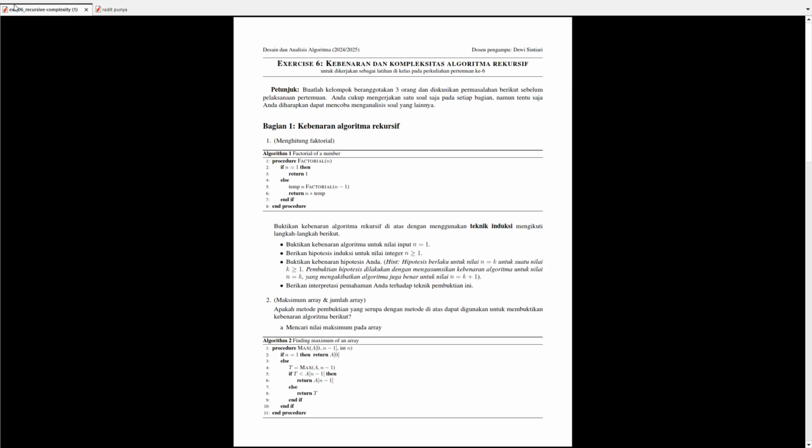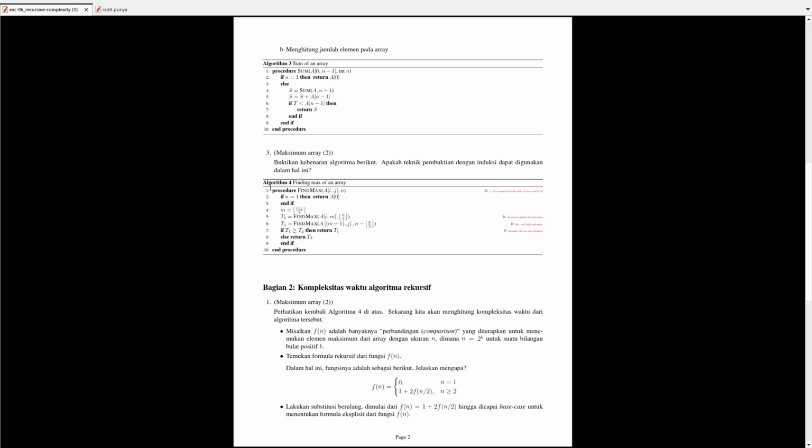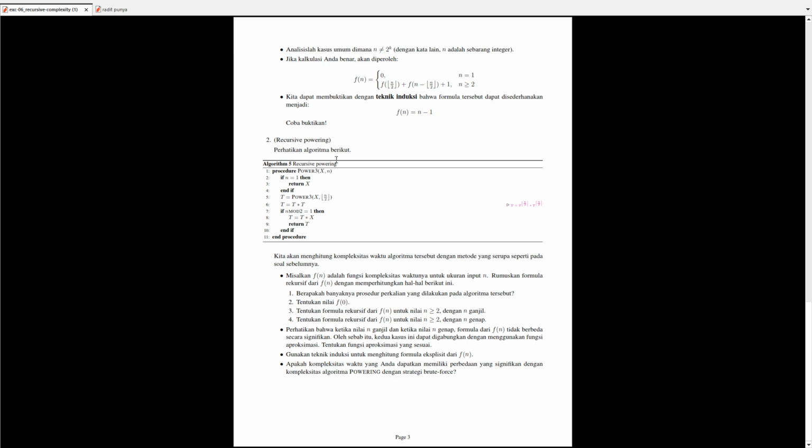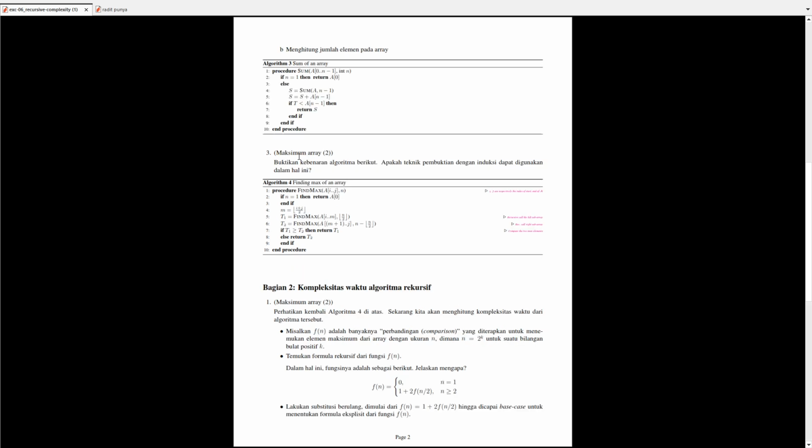And from the two parts that were given to me, I will choose the first part, number 3, the maximum array, and for the second part I choose number 2, which is to do the recursive powering. So we'll see the problem, which is to prove the truth of this algorithm. The mathematical induction technique works well for this.